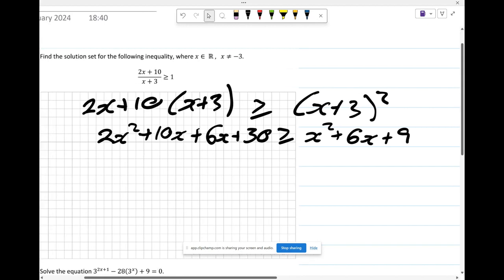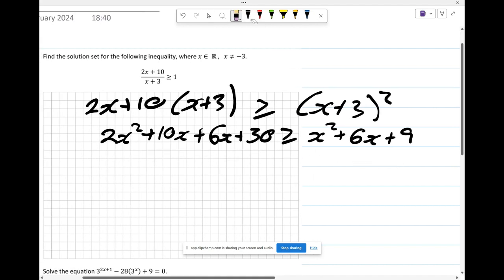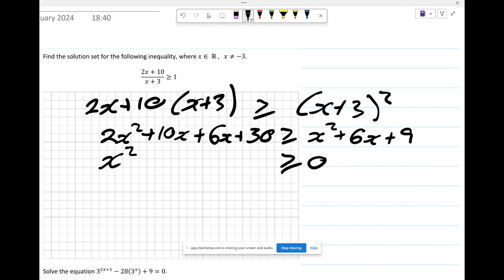Okay, so now we have our quadratic and we want to get a 0 on one side and find out what our values for x are. Let's put the 0 on this side just because our x squared will be positive. So 2x squared minus x squared is going to be x squared. Now 10x, let's merge these together first. 10x plus 6x is 16x. And then we're going to minus a 6x off, so that's going to be 10x. And then 30 minus 9 is going to be 21.